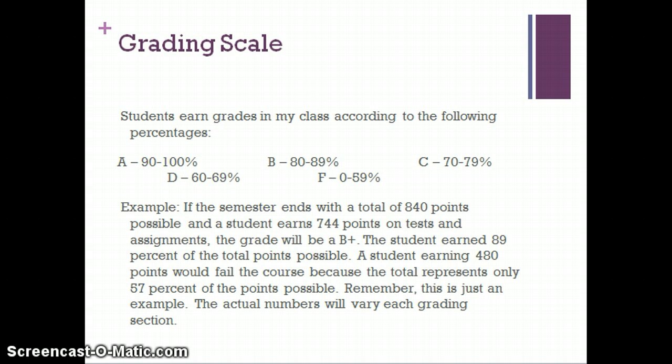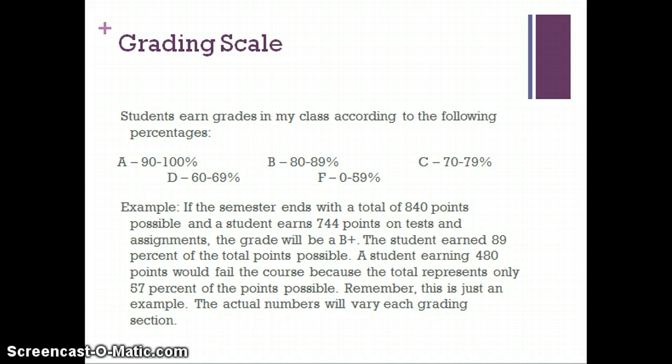Grading scale. Students earn grades in my class according to the following percentages. Anything from a 90 to 100 is an A. Anything from an 80 to an 89 is a B. 70 to 79 is a C. A D is 60 to 69%, and an F is anywhere from 0 to 59%.